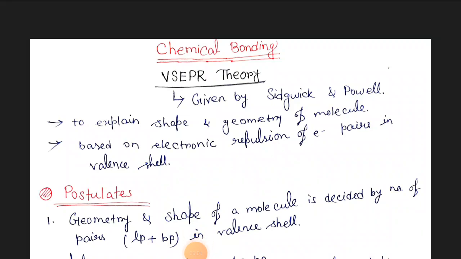So today I will discuss lecture 2, chemical bonding, VSEPR theory. VSEPR theory was given by Sidgwick and Powell. From this theory we know how to explain the shape and geometry of a molecule, based on the electronic repulsion of electron pairs in the valence shell. Basically, these two things we learn from this theory.